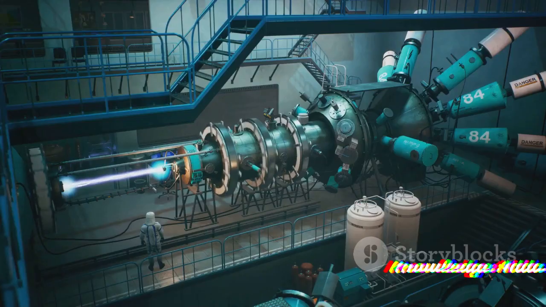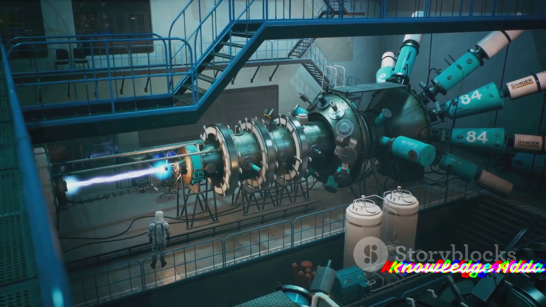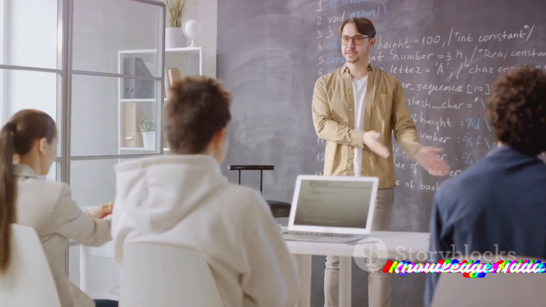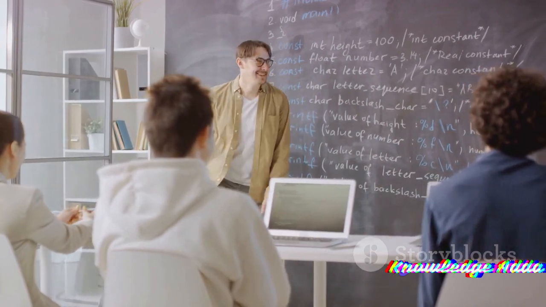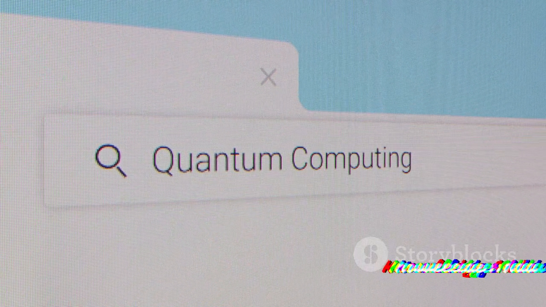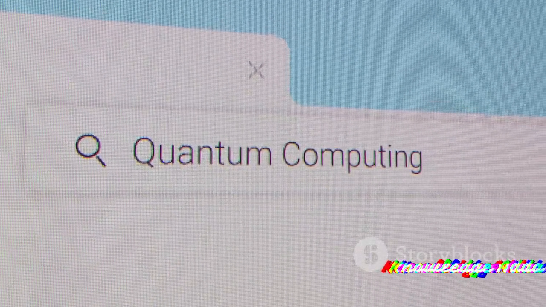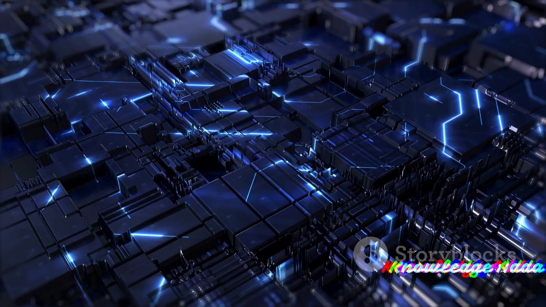But it's not all doom and gloom. Scientists are working tirelessly to understand and manage quantum decoherence. They're developing techniques to minimize its effects and prolong the lifetime of quantum states. The better we understand quantum decoherence, the closer we come to building practical quantum computers that can solve problems beyond the reach of classical computers.